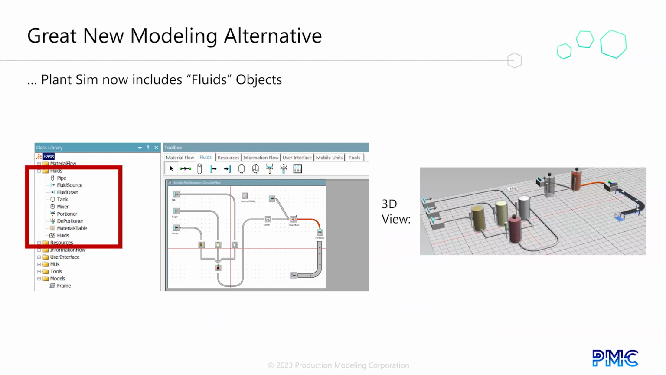Old versions of Plant Simulation did not include fluid objects. But now Plant Simulation includes fluid objects that let you model food and beverage facilities without the separate food and beverage library that we just covered. As you can see in the example model shown, like the traditional non-fluid objects, the fluid objects like tanks, mixers, and pipes can be viewed in 2D and 3D with the same color coding of ingredients.